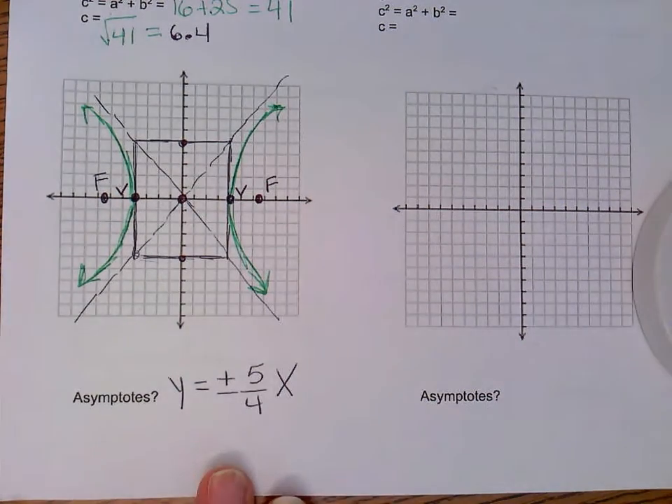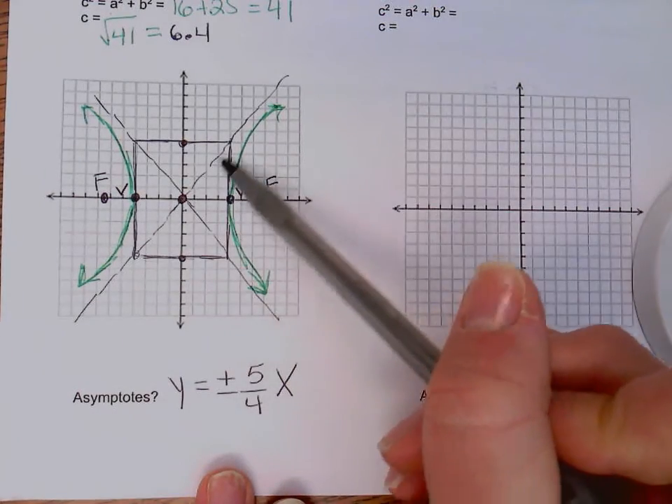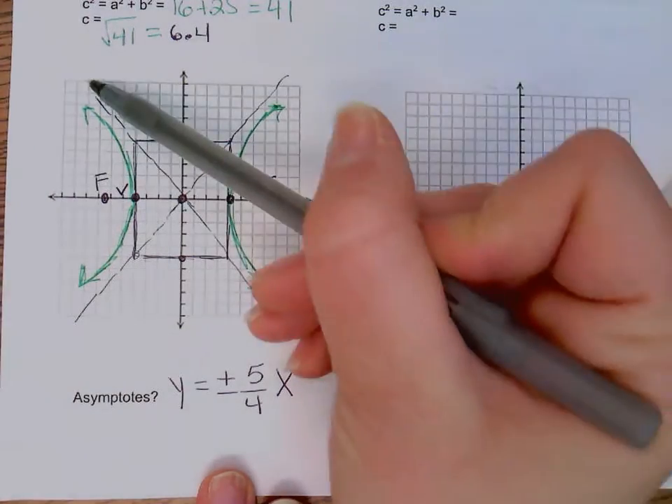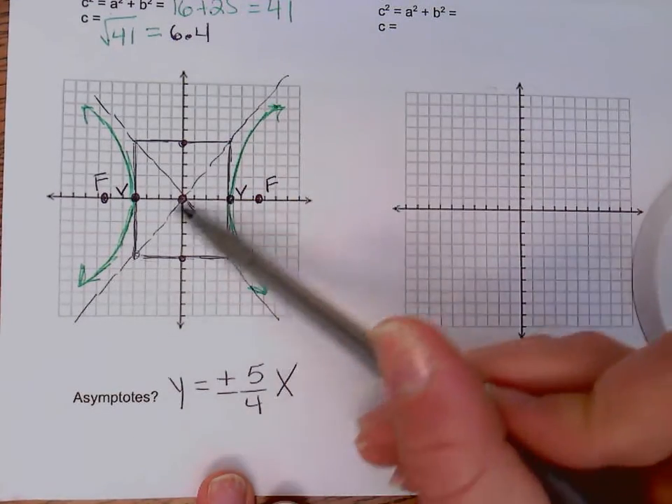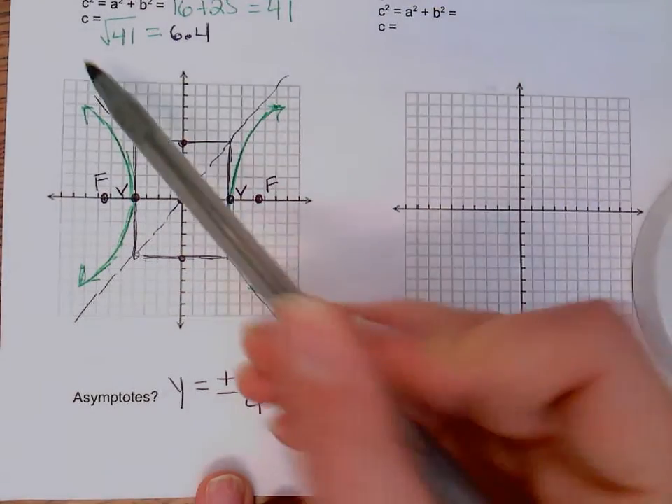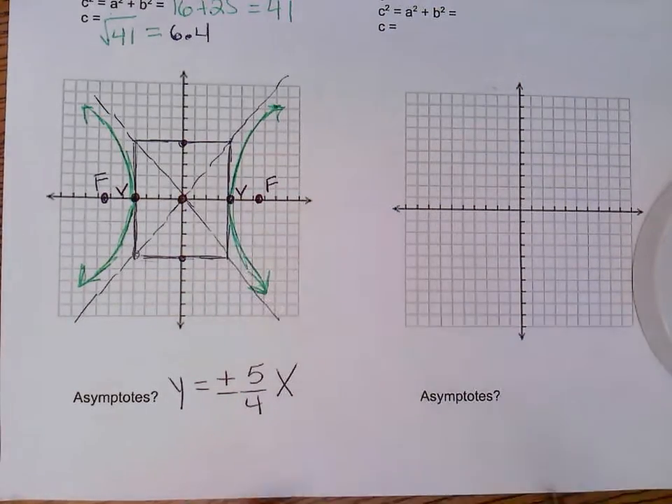The asymptotes are these dotted lines right here that go through the diagonal of the rectangle. So the equation of the asymptote, this one is y equals 5/4 x. This one is y equals -5/4 x because it has a y-intercept of 0. So I could write plus 0 over here if I wanted to. All right, so that's a hyperbola.